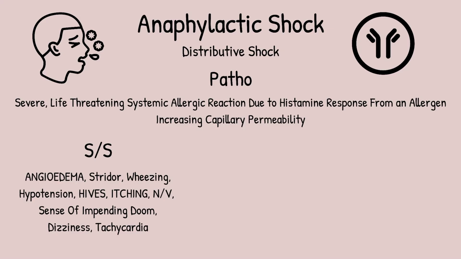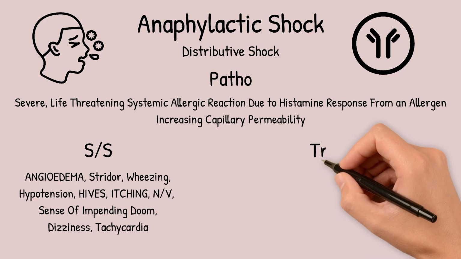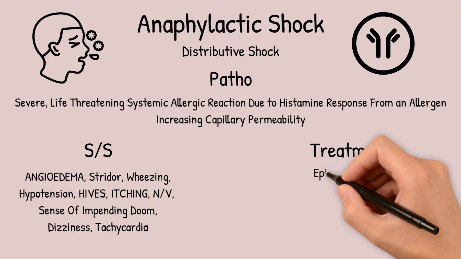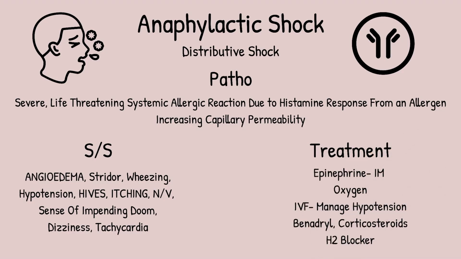So when trying to differentiate between anaphylaxis and other shocks, remember that hives, itching, and angioedema are very specific to anaphylactic shock, and those will lead us down the anaphylactic shock pathway. Our treatment is of course epinephrine first, an IM injection, oxygen to keep their SATs above 94%, IV fluids to manage hypotension. We would give Benadryl for its antihistamine effect, corticosteroids to help decrease the inflammatory response, and H2 blockers. These help to blunt the histamine release.